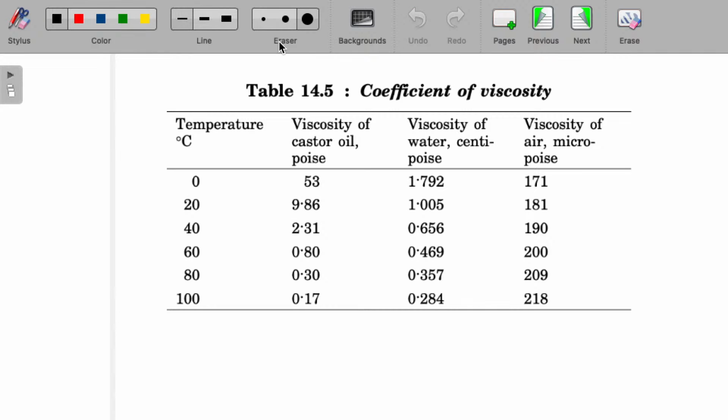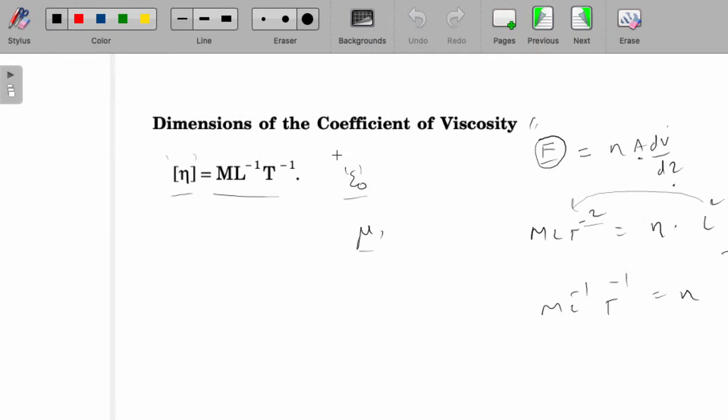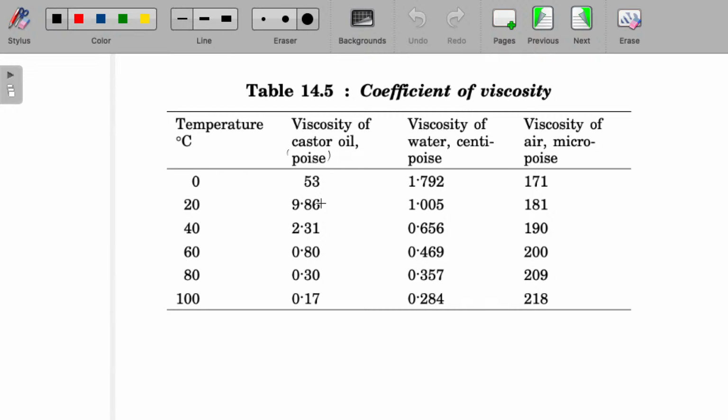Okay, let us look at a few values of the coefficient of viscosity in the case of a lot of different materials. And you see here the coefficient of viscosity for the castor oil, right? So typically the unit here is called poise, the unit of viscosity, which is the same thing which we saw, kg per meter second. So you see the value is quite high, 53, and the viscosity of air is very low. It's not 171, it's 0.171 because it's in micropoise. So into 10 power minus 3 you already have here.